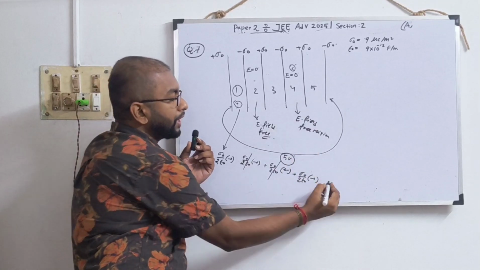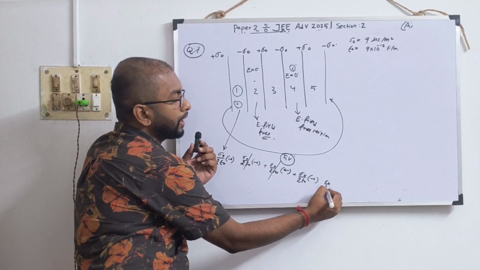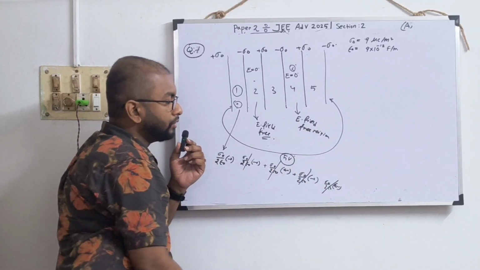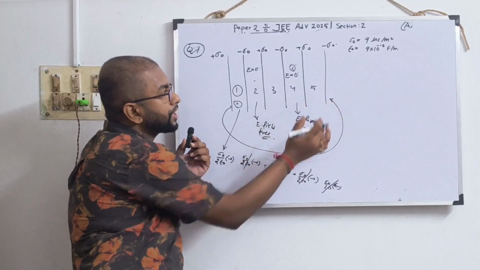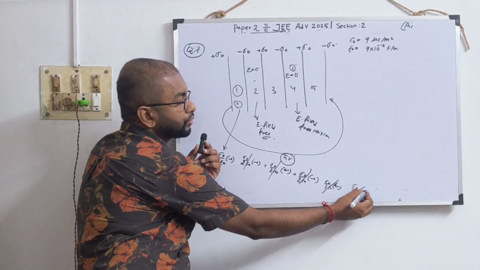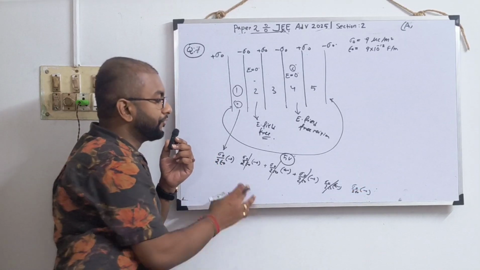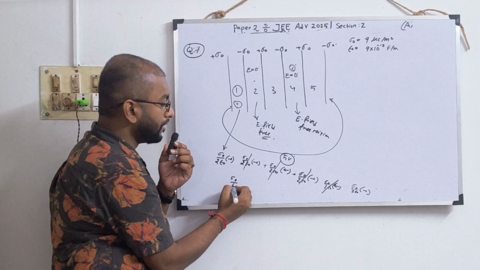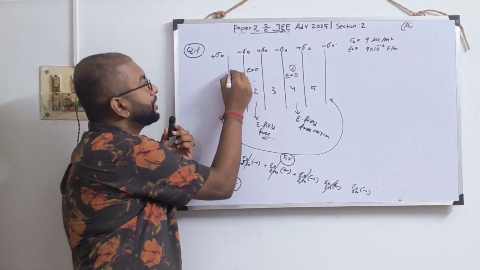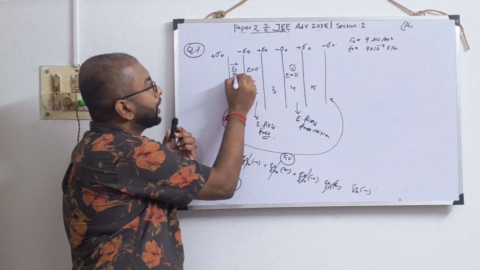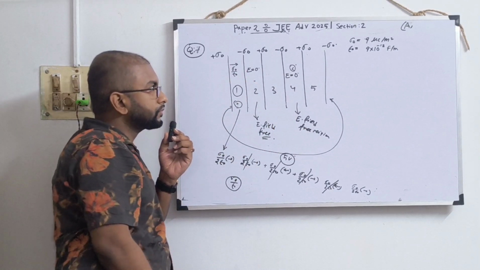Due to the fifth plate, it is going to be sigma naught by 2 epsilon naught but towards left. So this is also cancelling out. And finally due to the sixth plate, it is going to be sigma naught by 2 epsilon naught, but that is towards right. So finally I am getting the electric field in this region 1 is sigma naught by epsilon naught. The electric field in this region is sigma naught by epsilon naught, but that is towards right.